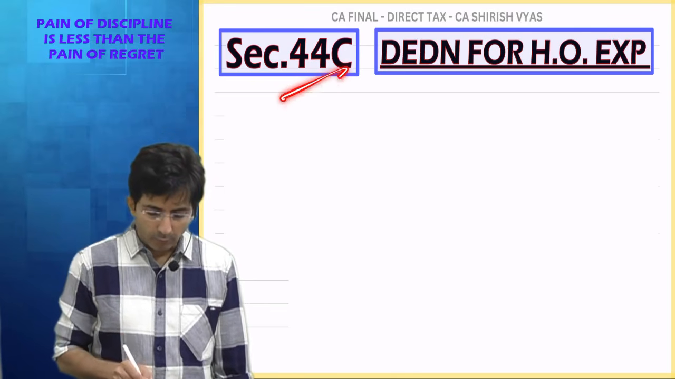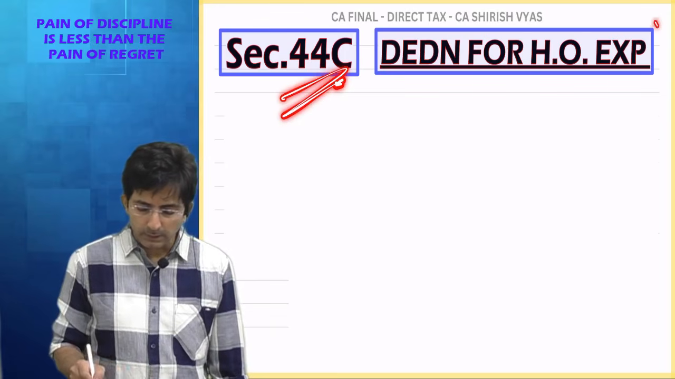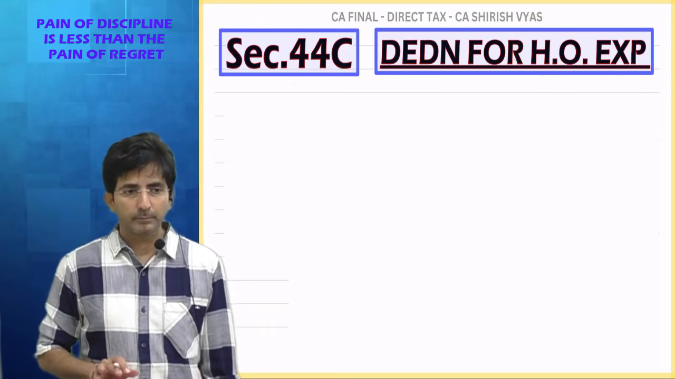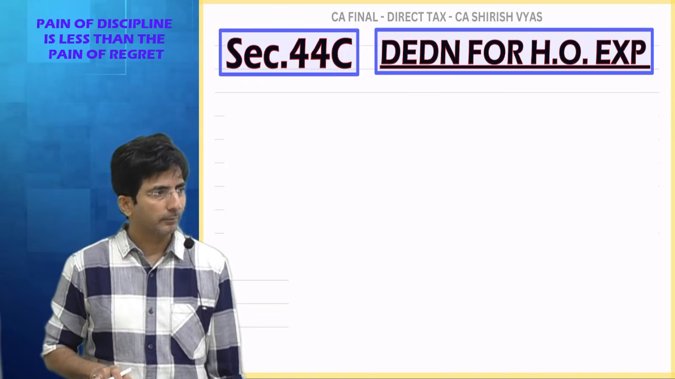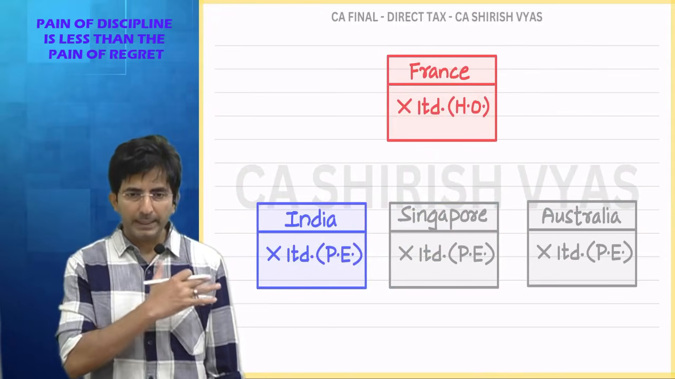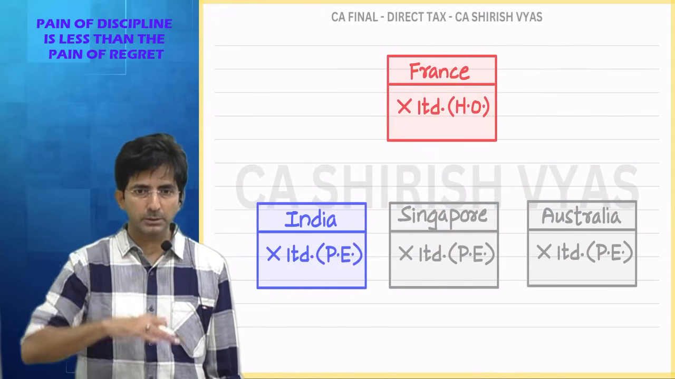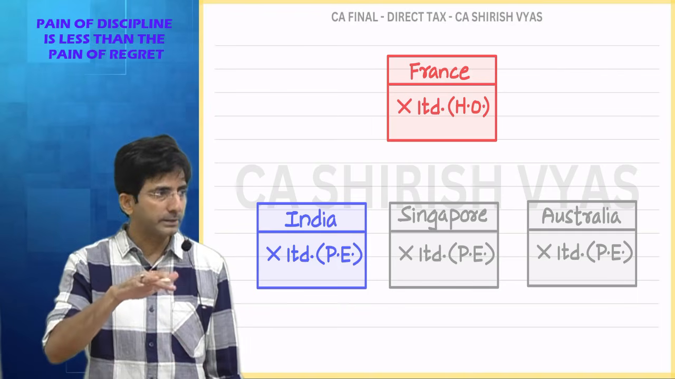Now see, 44C is for what? Deduction for head office expenditure. Can you guess what this HO expenditure here is? See, I will create one situation of head office and branch. Head office and branch concept, no?